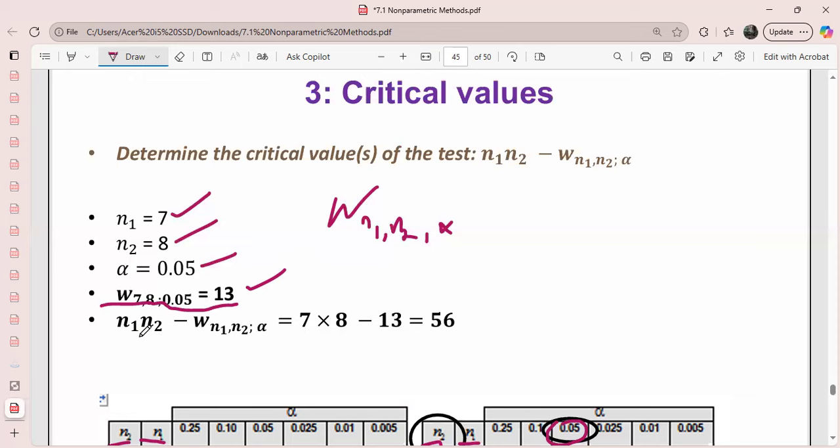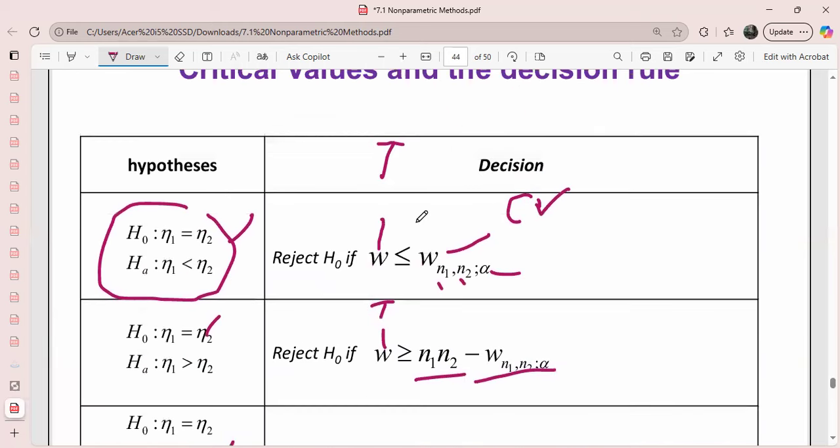Yeah, 8. So 7 multiplied by 8 minus here, this one is 13. So it's 7 multiplied by 8 minus 13, which is 56. You can just choose if you want to do it this way, meaning we'll compare 40 with 13. Or we'll compare 40 with 56. Only, 40 cannot be greater than 56, you see?